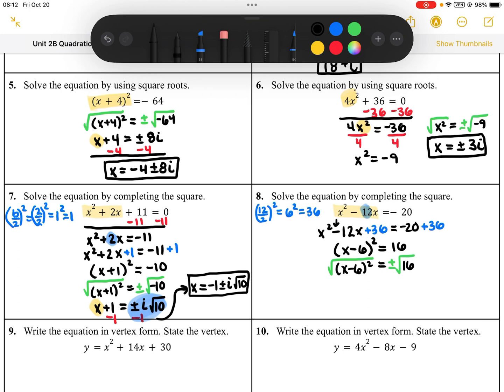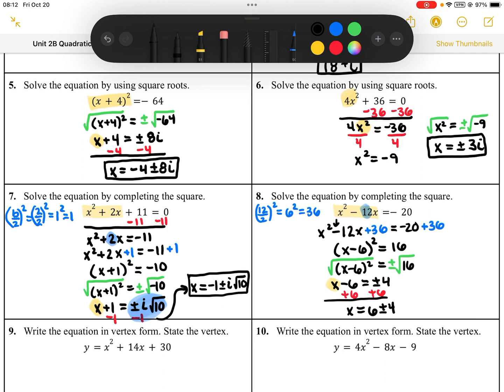Square root of x minus 6 squared gives me x minus 6, and plus or minus square root of 16 equals 4. To get x by itself, opposite of subtracting 6 is to add 6 to both sides. So now I'm going to have x equals, right-hand side I cannot add together because of that plus or minus. I'm just going to put that plus 6, a positive 6 in front. So 6 plus or minus 4.